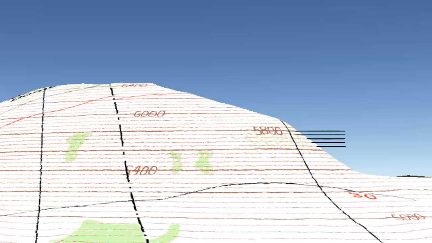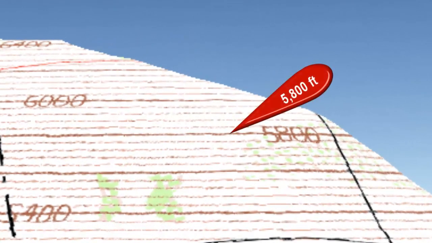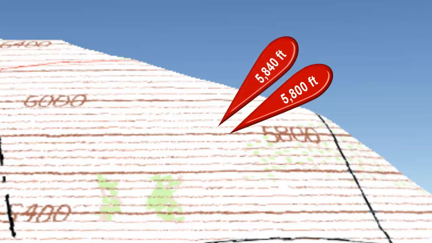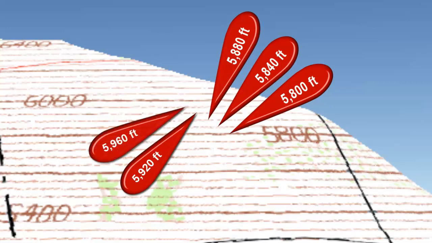You'll notice that all the contours are equally spaced vertically. The vertical difference between a contour line and the next line above it or below it is known as the contour interval. On this particular map, the interval between contours is 40 feet. So, if we start here at the 5,800-foot index contour, we can count upward: 5,800, 5,840, 5,880, 5,920, 5,960, and finally 6,000 feet.